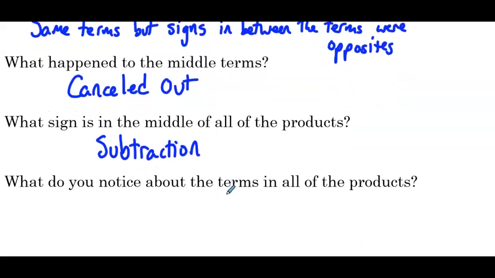And what did you notice about the terms in all of the products? Well, let's think. x squared, 36, 100, x squared, 4y squared. So what I notice is that each of those terms is a perfect square. Okay, so noticing the answers to all of these questions is what's going to set us up to factor the difference of two squares.